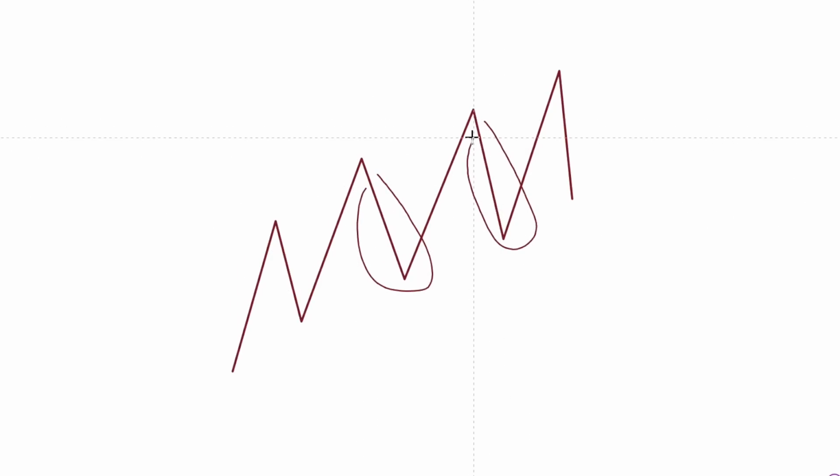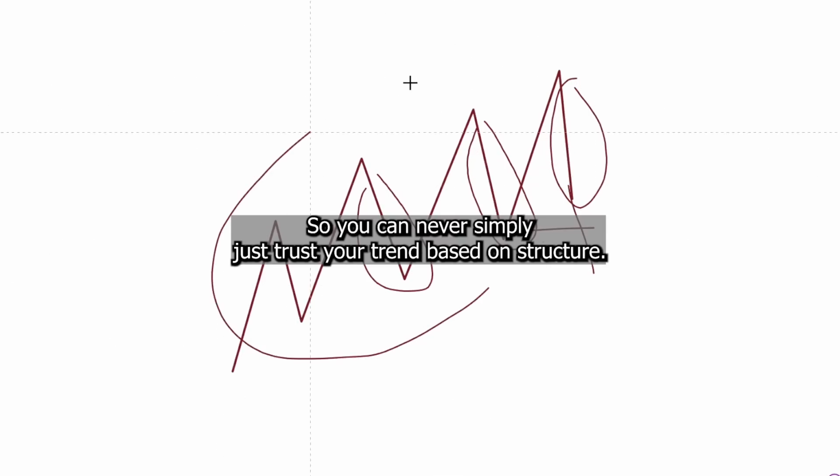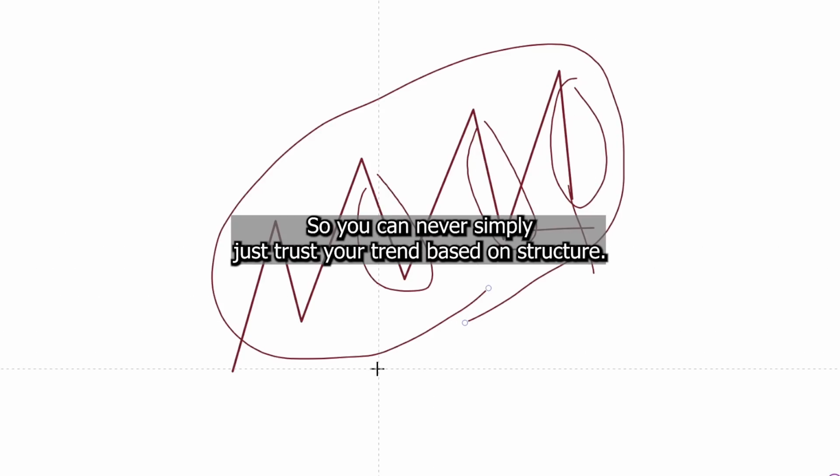And the problem with basic structure is that if the trend is bullish, like we can see here, you can always get caught in these pullbacks. When these pullbacks happen, the trend changes bearish to at least the micro sense, and the trend can always change. So you can never simply just trust your trend based on structure.